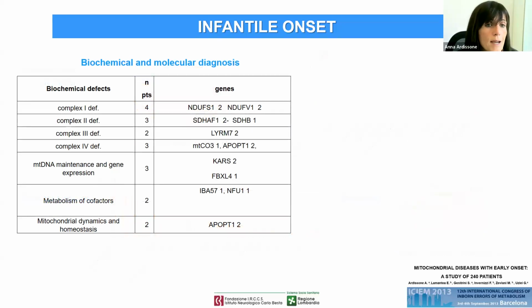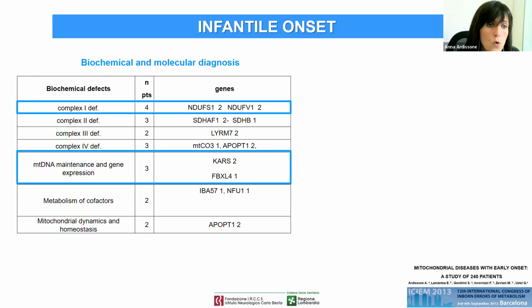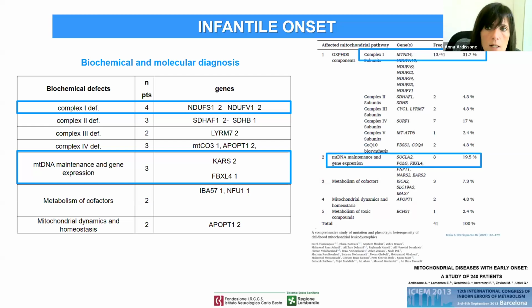These are the biochemical and molecular diagnoses achieved in our patients. The most common were associated with complex I deficiency or with normal activity of respiratory chain complexes, generally related to nuclear genes involved in mtDNA maintenance and gene expression. This distribution is quite similar to another case series described a few years ago among 40 patients.